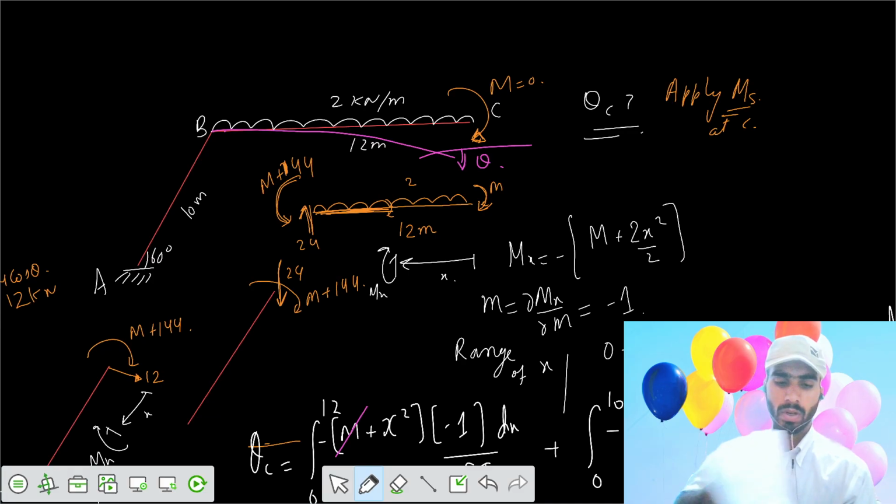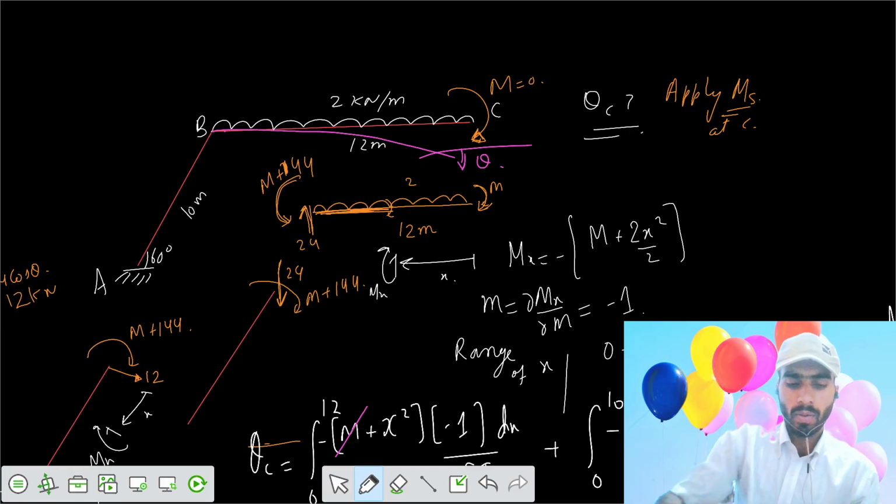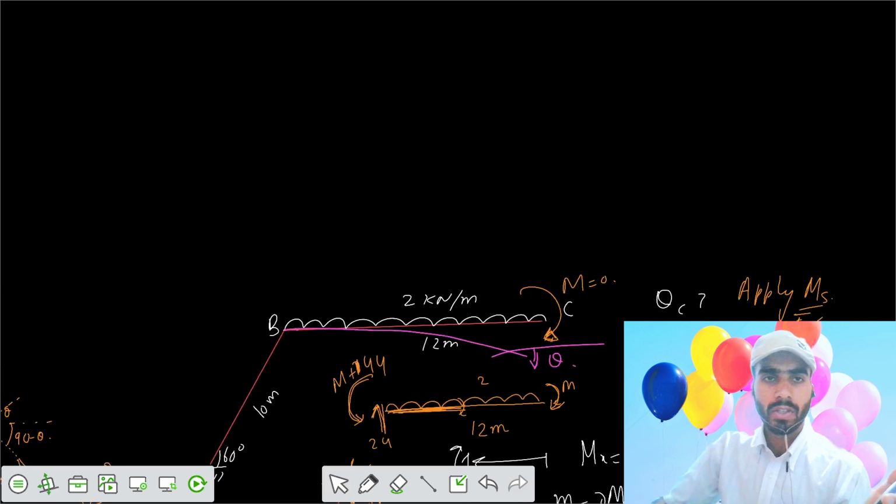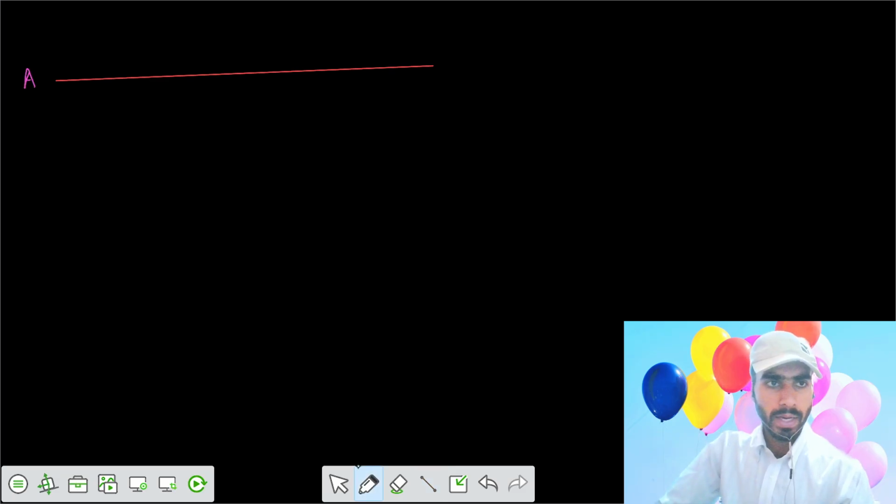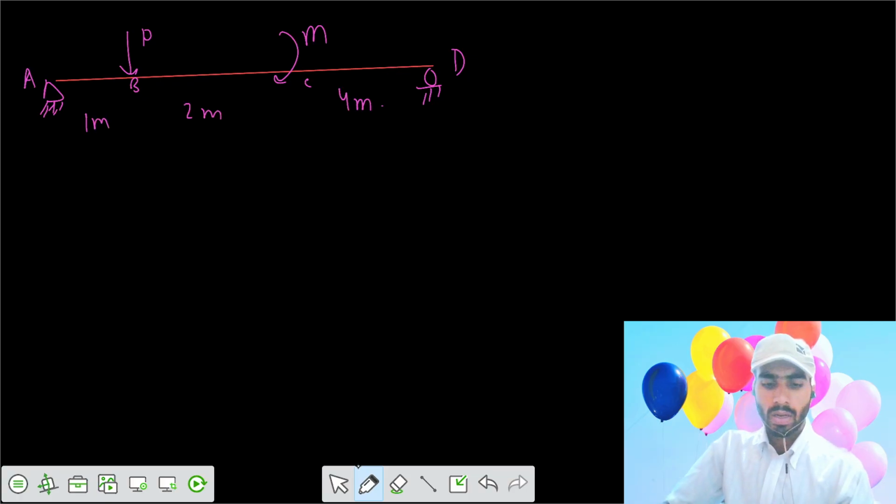Say we have one more. Let's say this one is your problem: if you want to find the total strain energy developed in the members. This is point A, there is a hinge support, then after that a point load of P, then a concentrated moment of M, then a roller support at D. This is B, C, D. This is 1 meter, this is 2 meter, this is 4 meter. Say you want to get the U total, the total strain energy.